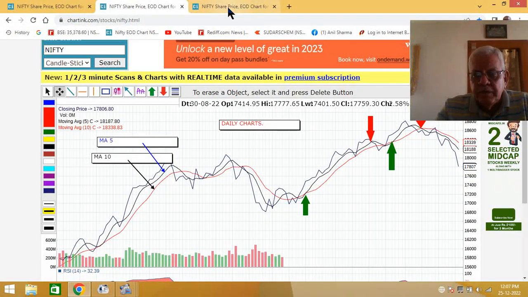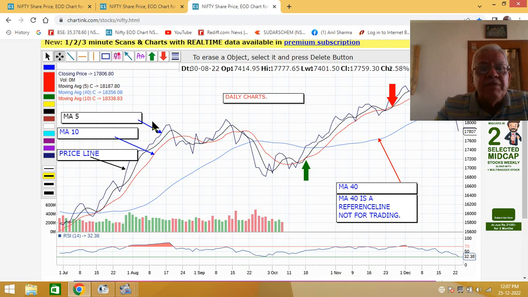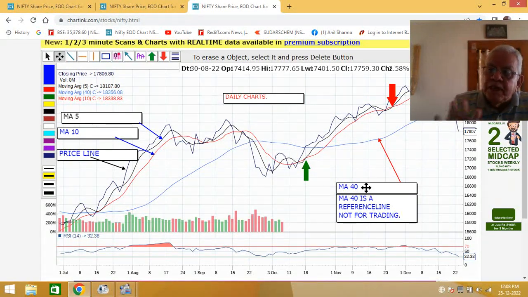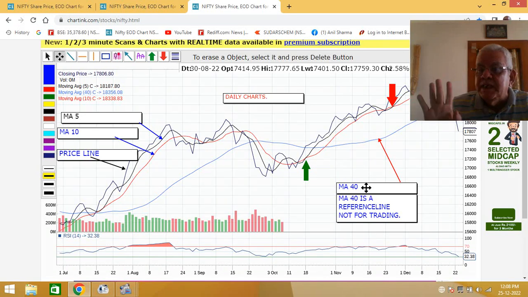What to do? Very simple, friends. This is the 3 indicator we have taken. Here you see the price line. Let me just change it. This is the moving average of 5, the red one is the moving average of 10, and here we have the moving average of 40. Moving average of 40 is not for trading, it is only for the purpose of reference. You see the moving average here, it is continuing uptrend, uptrend, uptrend, and everything has cut now.